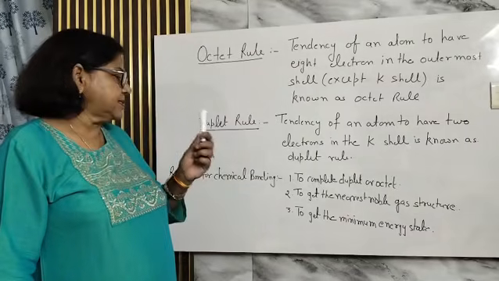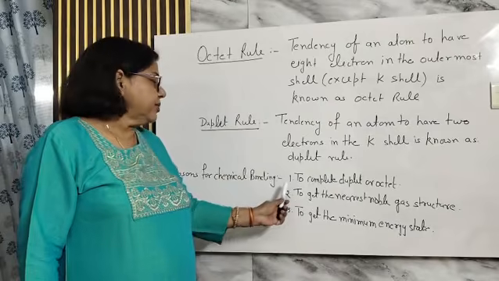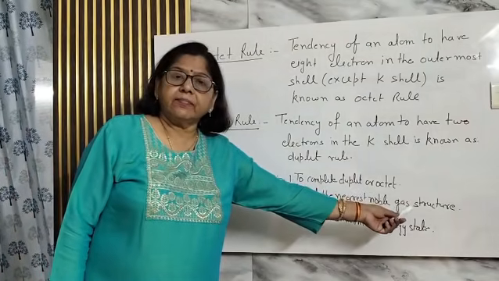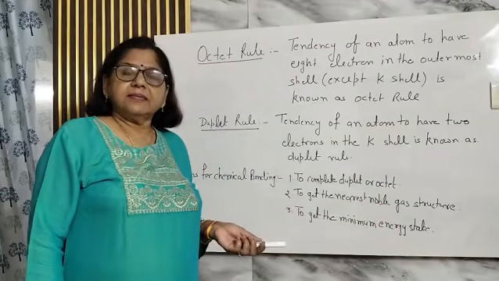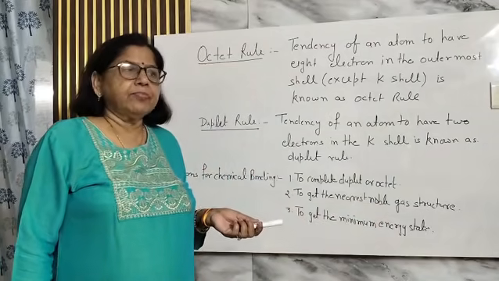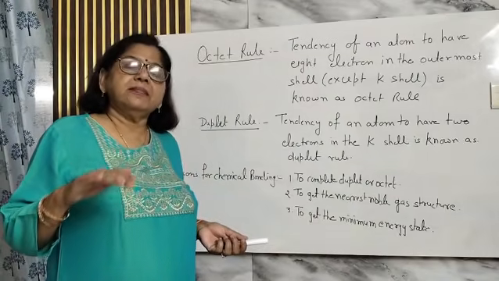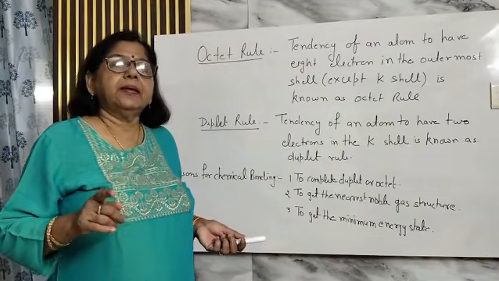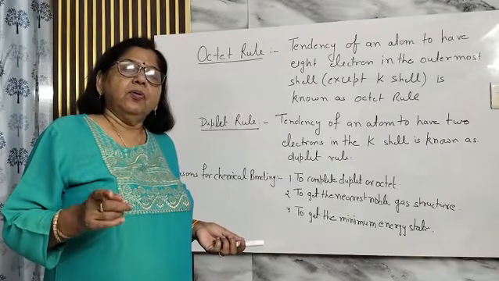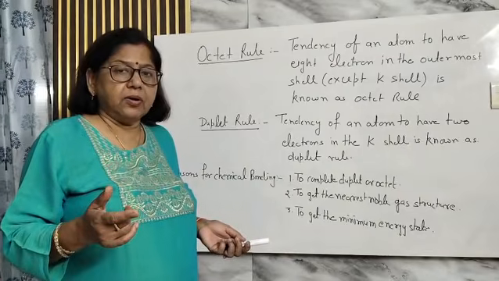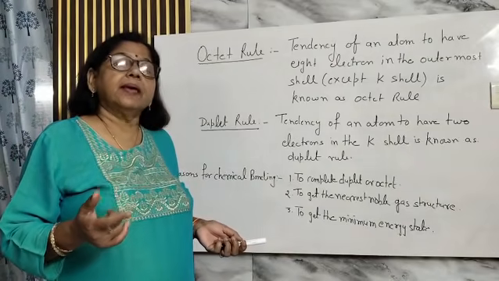Now, the second very important point is to get the nearest noble gas structure. You must have studied in the periodic table, there are periods. The horizontal rows are known as periods. So in a period, every atom wants to get the inert gas structure of the nearest noble gas.